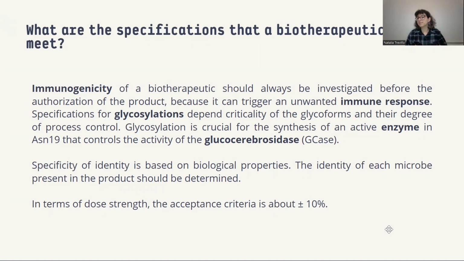Glycosylation is crucial for the synthesis of an active enzyme in ASN19 that controls the activity of the glucocerebrosidase. Specificity of identity is based on biological properties. In terms of dose strength, the acceptance criteria is about 10%.